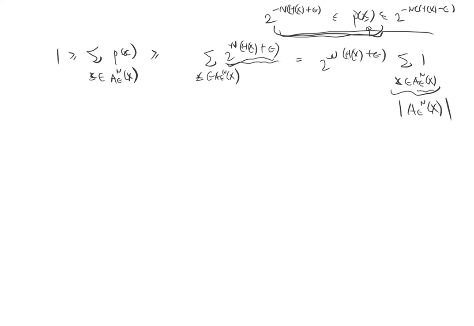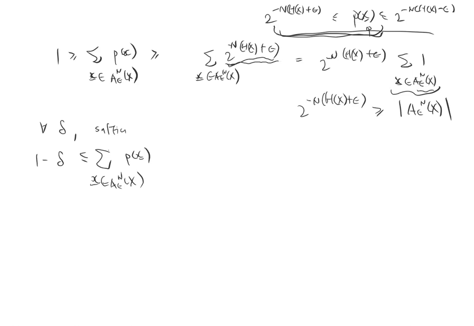Right, so then I move things to the other side, and this is bounded by 2 to the minus n (hx plus epsilon). In a similar vein, because everything has to be typical, I can argue that if I sum over all the typical sequences, this probability is not equal to 1, but it should be arbitrarily close to 1. So I can claim this is bigger than 1 minus delta, and for any delta, if I pick a sufficiently large n, I always have this to be true.